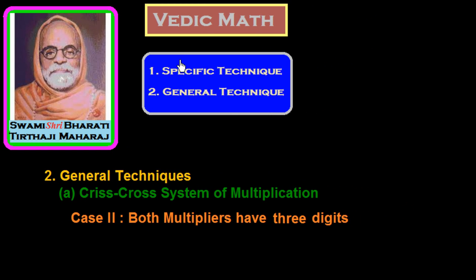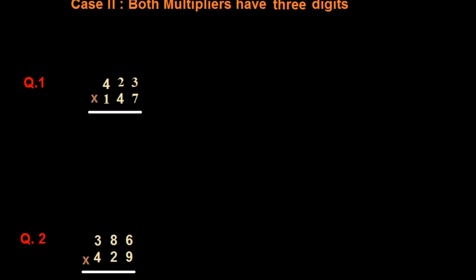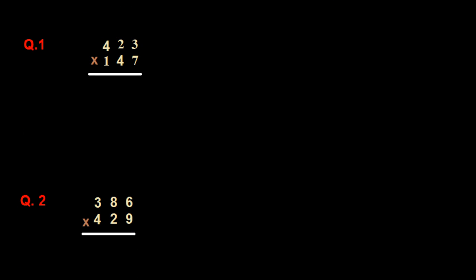Hi friends, in this session of Vedic Mathematics, we are studying the general technique. In the general technique, we study the crisscross system of multiplication if both multipliers have 3 digits. In the last session, we studied the 2 digits. Now I explain how we multiply these 3-digit numbers if both multipliers have 3 digits.